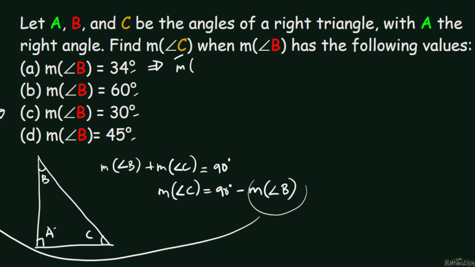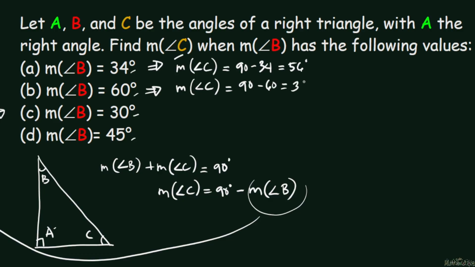So the measure of angle C from letter A, when your angle B is 34 degrees, is equal to 90 minus 34, which is 56. Letter B, when your angle B is 60 degrees, so the measure of your angle C is 90 minus 60, which is 30 degrees.